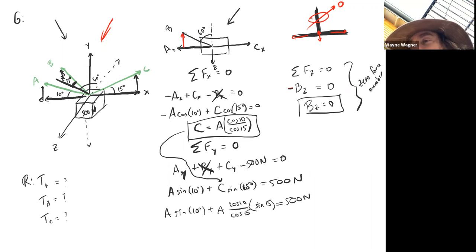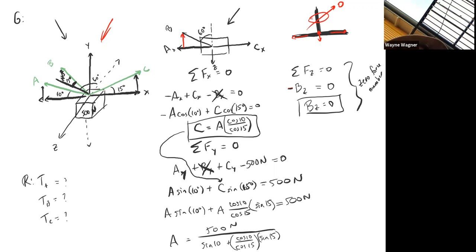Okay, so now we end up with some big ugly thing that no one wants to deal with. So A equals 500 newtons divided by, it looks like it's going to be sine of 10 degrees plus cosine 10 over cosine 15 times sine 15. Okay, and that's how we get A.